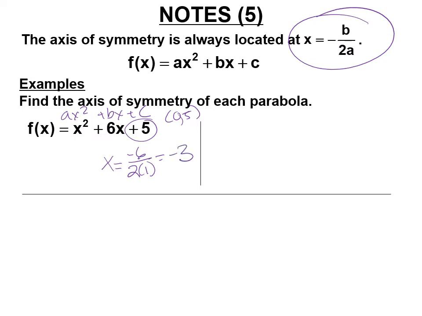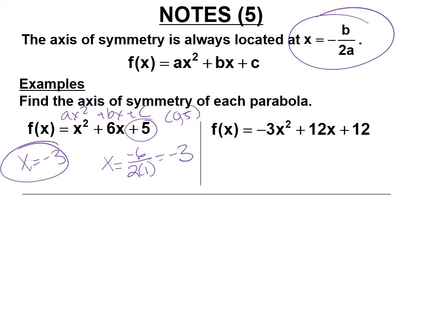So the axis of symmetry is going to be through x equals -3, or let me say that better. It has the equation x equals -3. That's the equation of a vertical line. That's what the equation of a vertical line looks like. And on that vertical line, the x-coordinate is always -3.